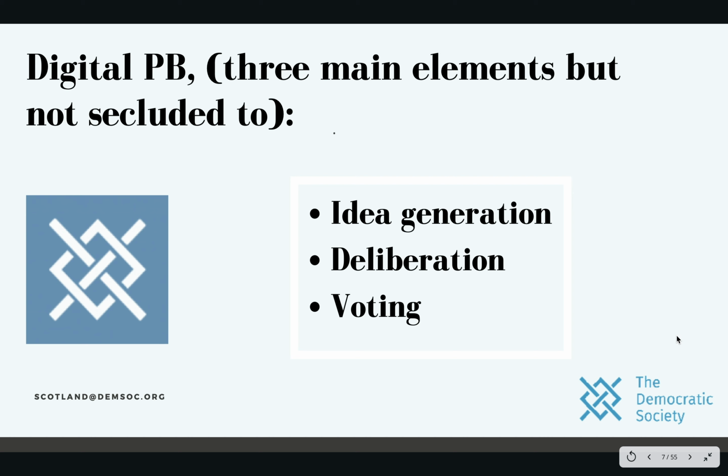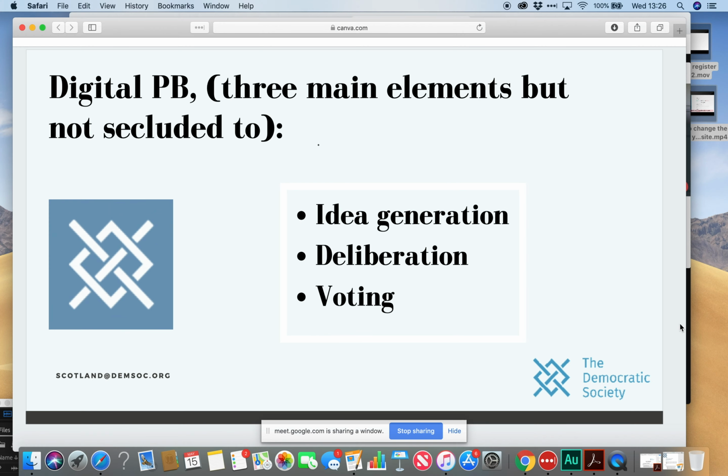So as Annie said, digital PB has three main elements, and I'm going to tell you a little bit about idea generation. So idea generation is the way by which people in the communities who are participants in the process can suggest ideas for how the pot of money should be spent. There's a few things that you need to think about before you launch your idea generation process, including what are the parameters of the process.